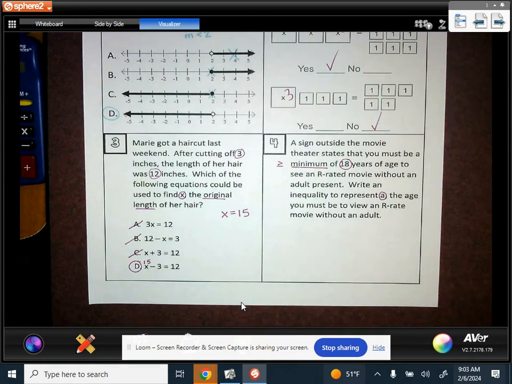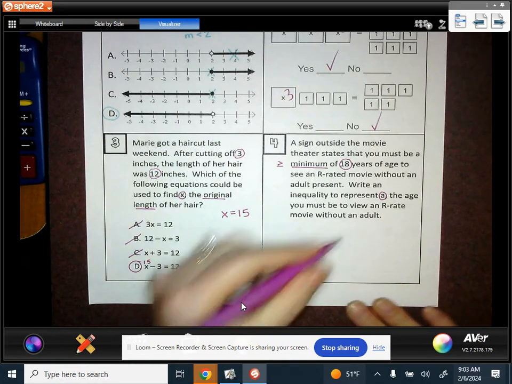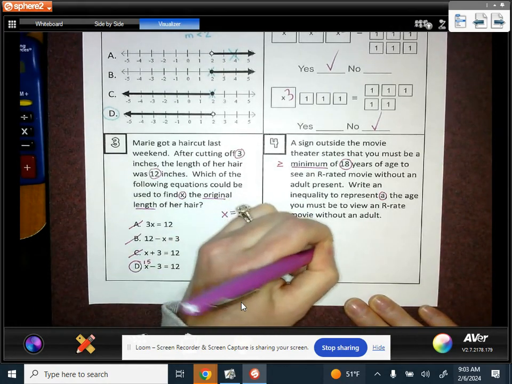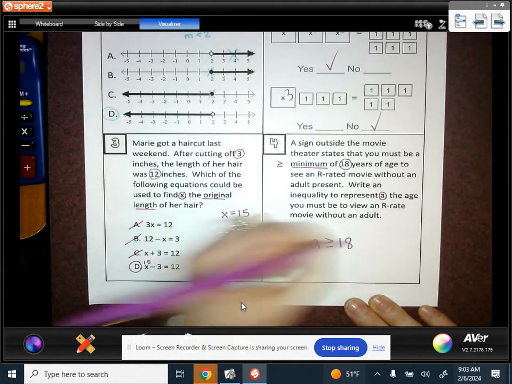Make sure that you study your page of notes on inequality language, because that is going to be very important. It's either on page 46 or 47, depending on which class you're in. So here we would put A is greater than or equal to 18.